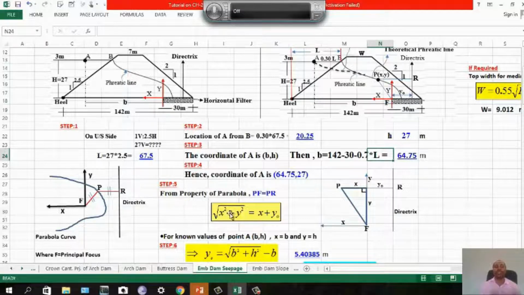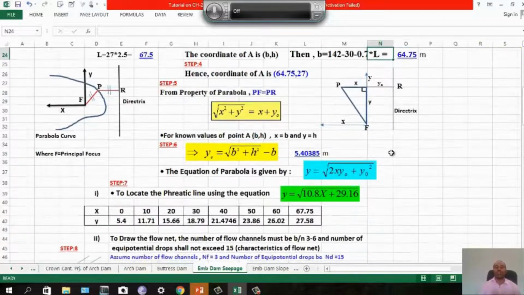Then x times the square root of x squared plus y squared, which is PF. PR means x plus y. So once you have this equation, you can square both sides. After squaring both sides, you get the equation of the parabola: y is equal to the square root of 2x y naught plus y naught squared.